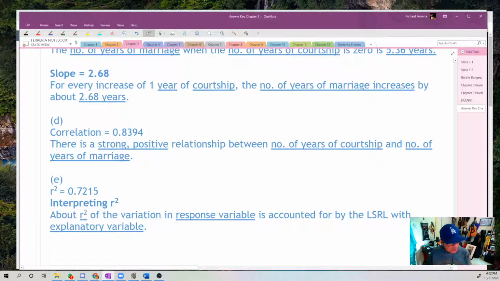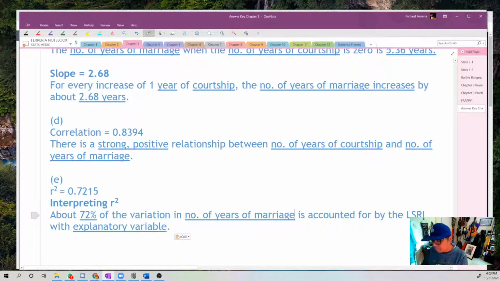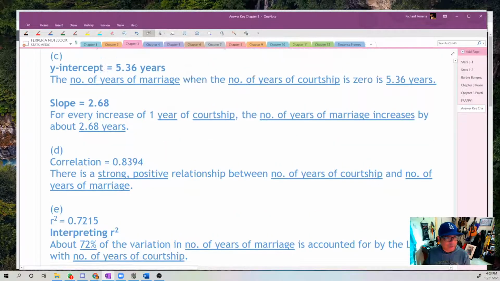So here is that interpretation again, and we're just going to fill in all our numbers. So this is about 72% of the variation in number of years of courtship. I mean number of years of marriage, of course. That's the response variable. Is accounted for by a LSRL with number of years of courtship. So as you're filling out these interpretations, make sure that you know which is the explanatory variable and which one is the response variable. And let's finish up this chapter 3 with letter F.